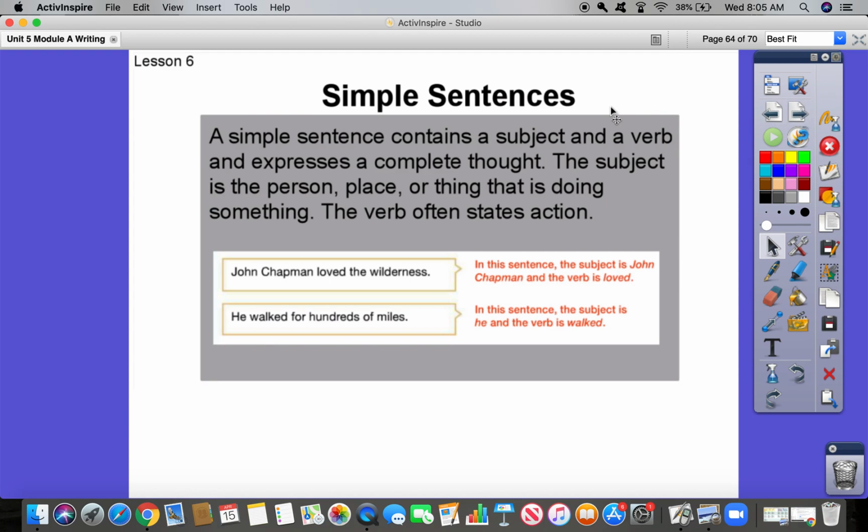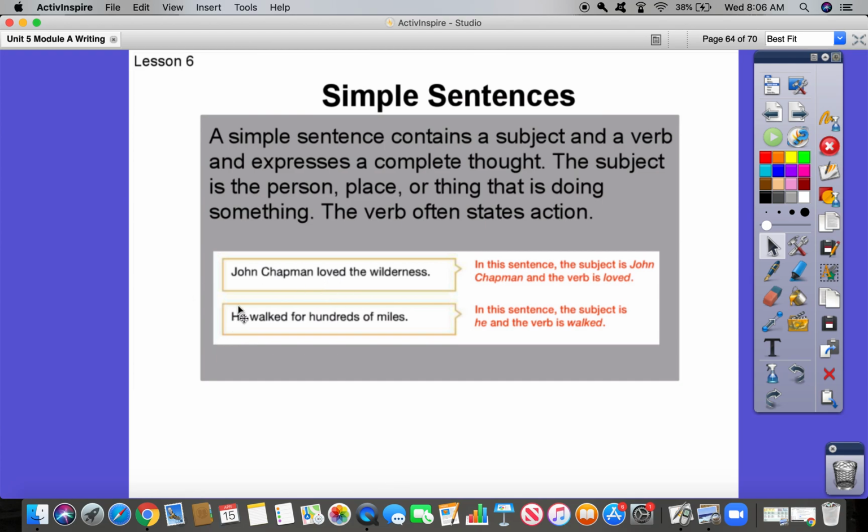So the conventions, simple sentences. A simple sentence contains a subject and a verb and expresses a complete thought. The subject is the person, place, or thing that is doing something. The verb often states action. So John Chapman loved the wilderness. In this sentence, the subject is John Chapman and the verb is loved.